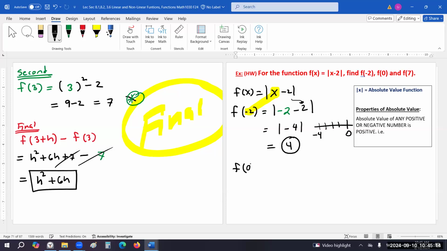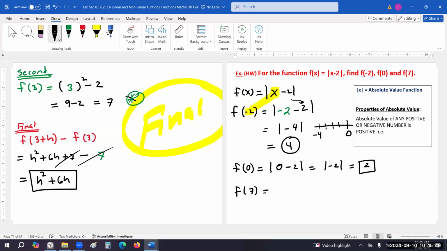We want to find f of 0. Emma. Okay. So I wrote down f of x is equal to the absolute value of x minus 2. And then I put f of 0. F of 0 equals the absolute value of 0 minus 2. Perfect. Wonderful. Good job.